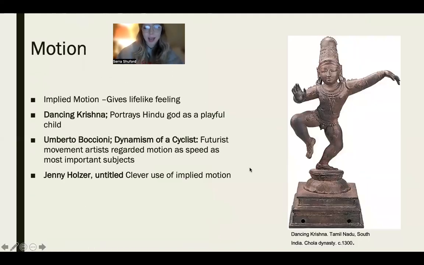Now, motion, similar to the idea of time, is hard to capture in a still moment, but we can do it within art. This example is implied motion, and we also have sculptural work, performance art, and things like that. If we're implying motion, it's meant to give a lifelike feeling and make it feel more real to us. So this is an example of showing motion in a still artwork. It's the dancing Krishna, and portrays the Hindu god as a playful child. Another thing I'm introducing again is the directional forces and how we use those to create this dynamic sense of motion.